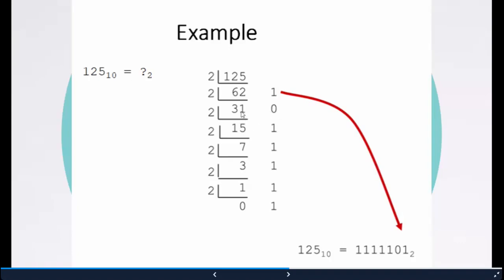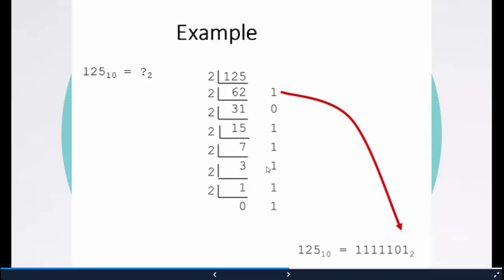And then 31 divided by 2 is 15, and there's a remainder 1. That's why we have this one. 15 divided by 2 is 7, and there's a remainder 1. That's why we have this one. And then 7 divided by 2 is 3, remainder 1.